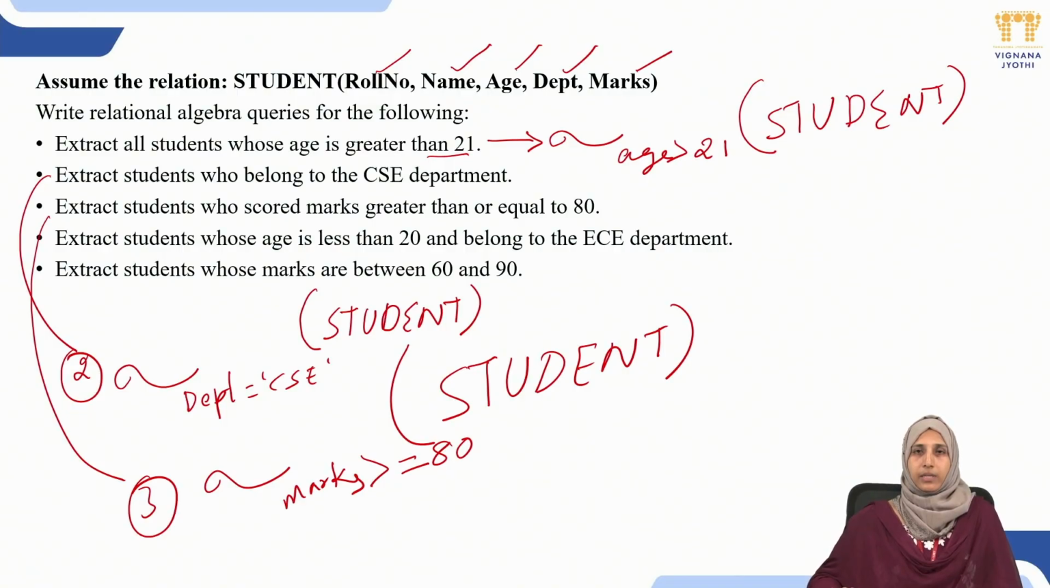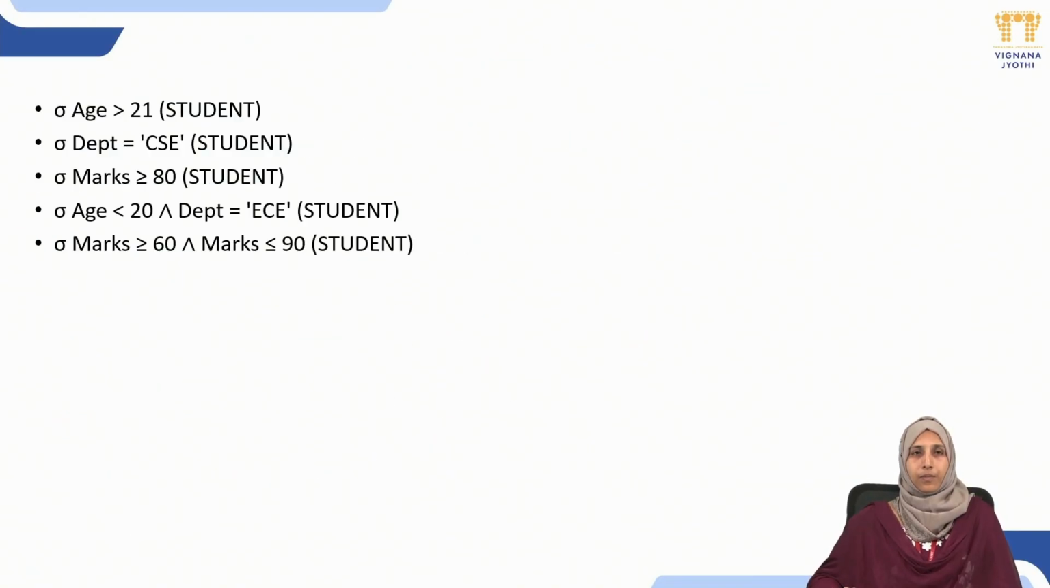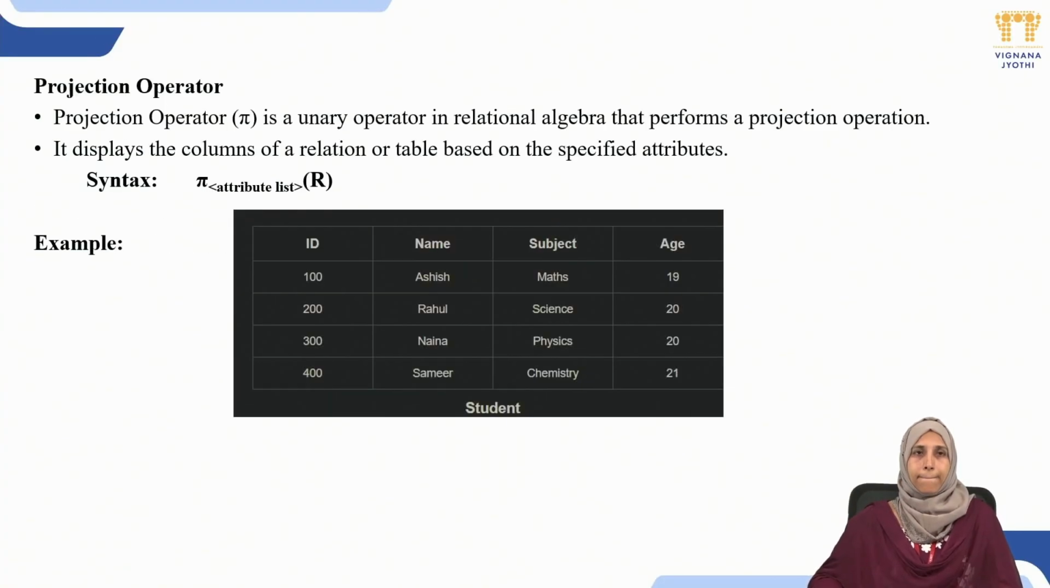See, in the next slide we will see the results: age is greater than 21 upon student, department is CSE, marks greater than or equal to 80. These are the answers for the other 2 queries. You can refer to it later also.